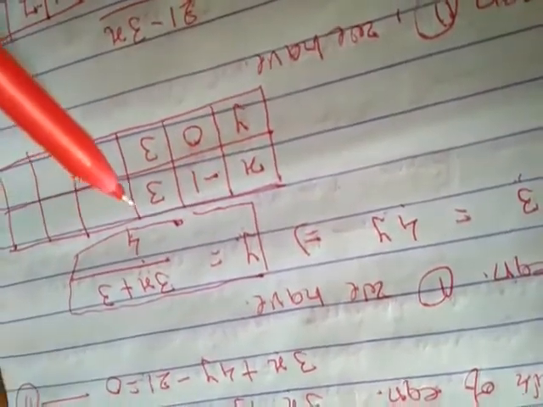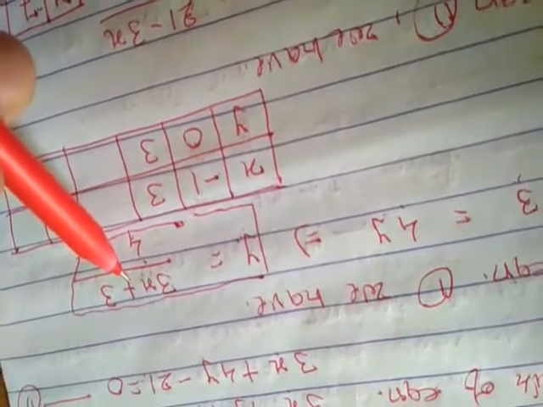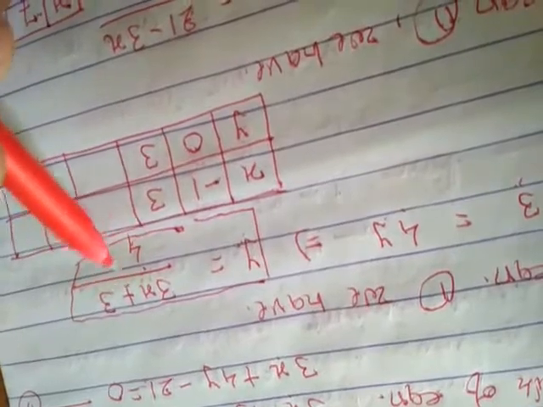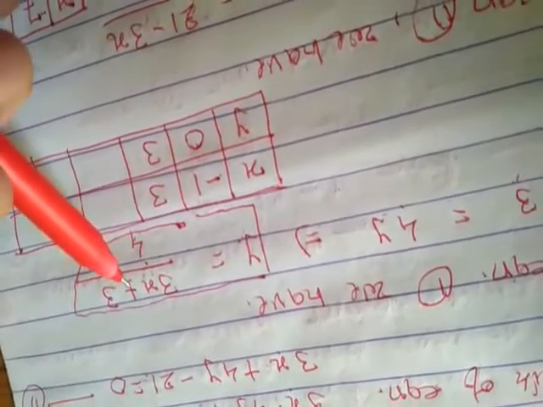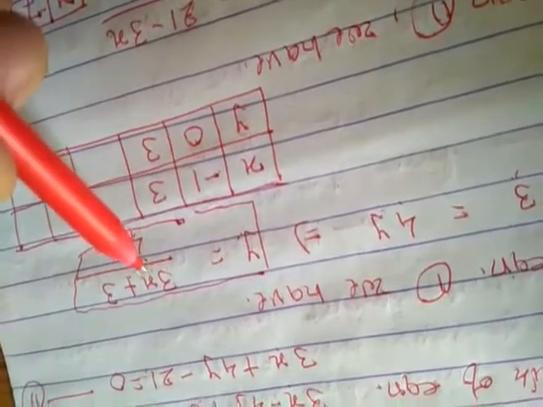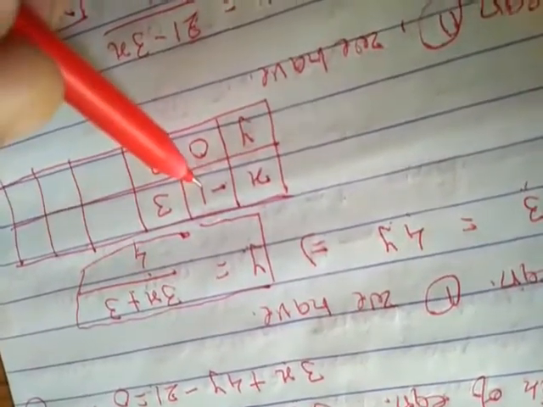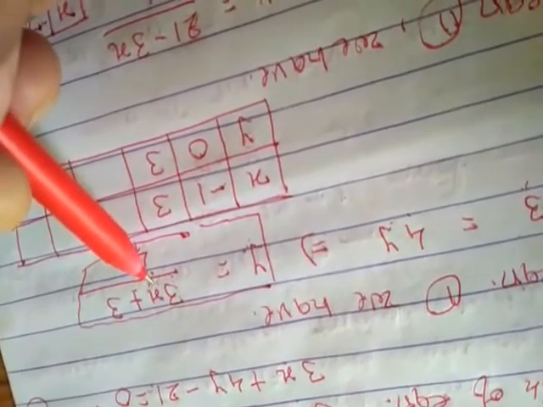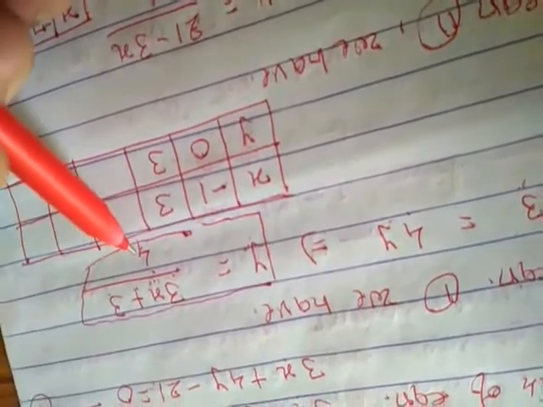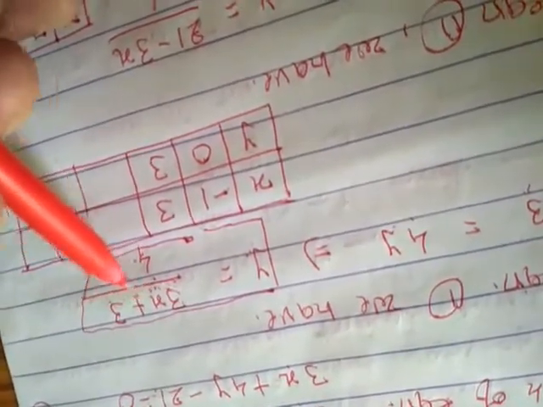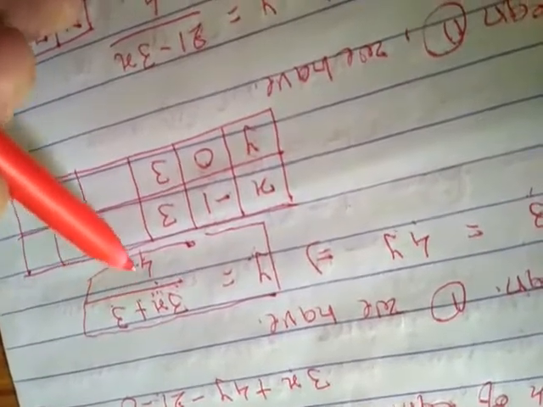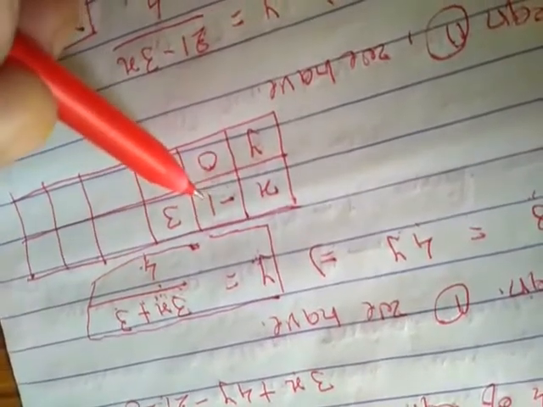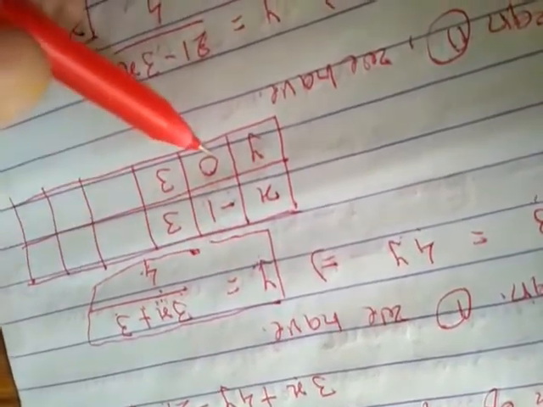So now prepare a table. Since x is an independent variable, assume the value of x by yourself, keeping in mind the value should be non-fractional. So when we assume the value of x is minus 1, put minus 1 in place of x. So 3 into minus 1 becomes minus 3, plus 3, by 4. And minus 3 plus 3 becomes 0. So ultimately we have 0 by 4, that is 0. So for x equals minus 1, we got y as 0.